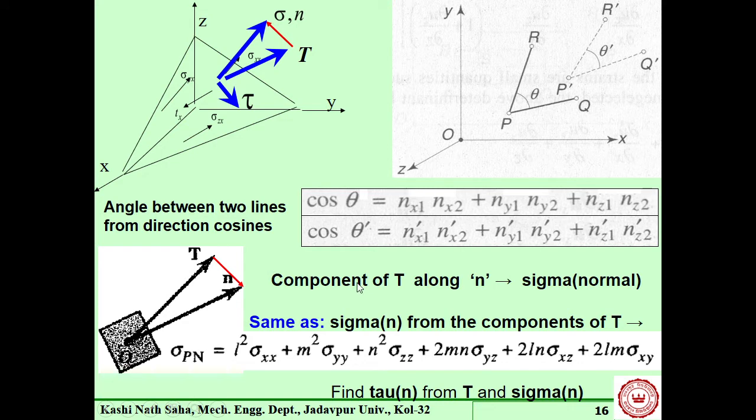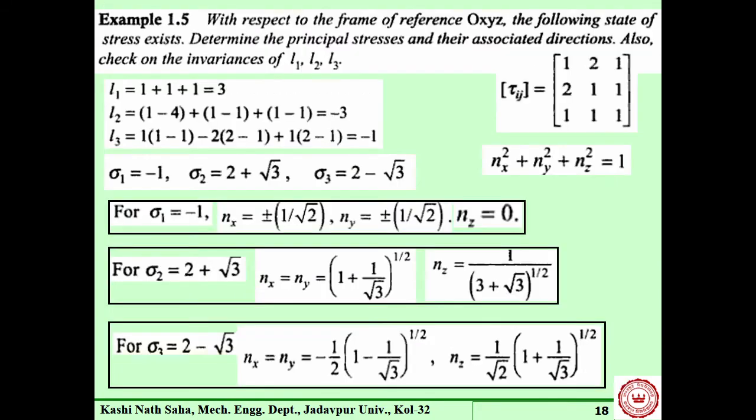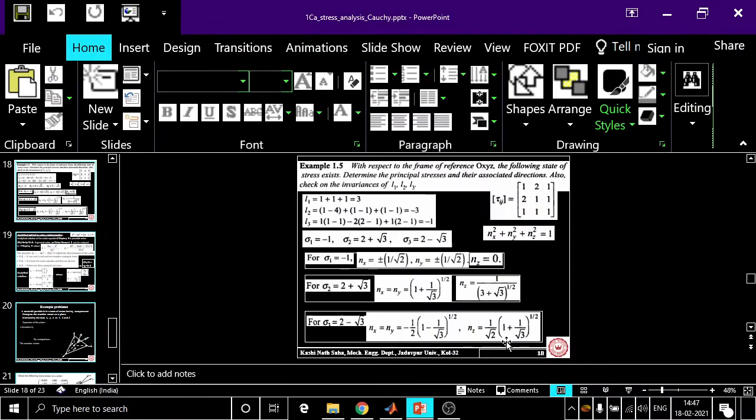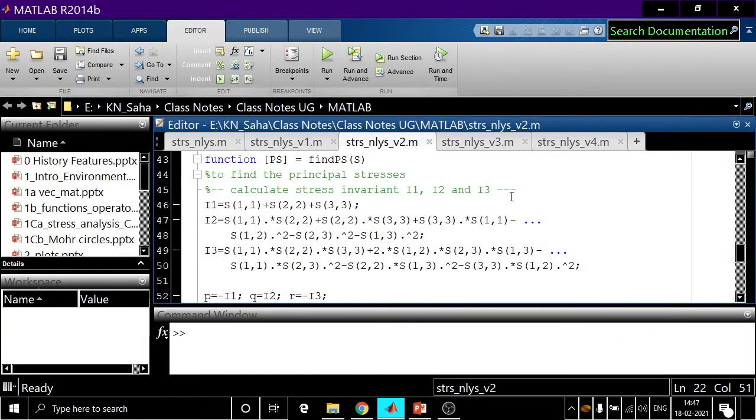So these two calculations, if we calculate sigma from this component of T along N, this will give us sigma normal. And previously also we calculated sigma normal from the components of this T vector. They should be identical. Okay. That is also what we will do in our MATLAB routine. So this is what we are going to do now. Let us see this MATLAB program now.